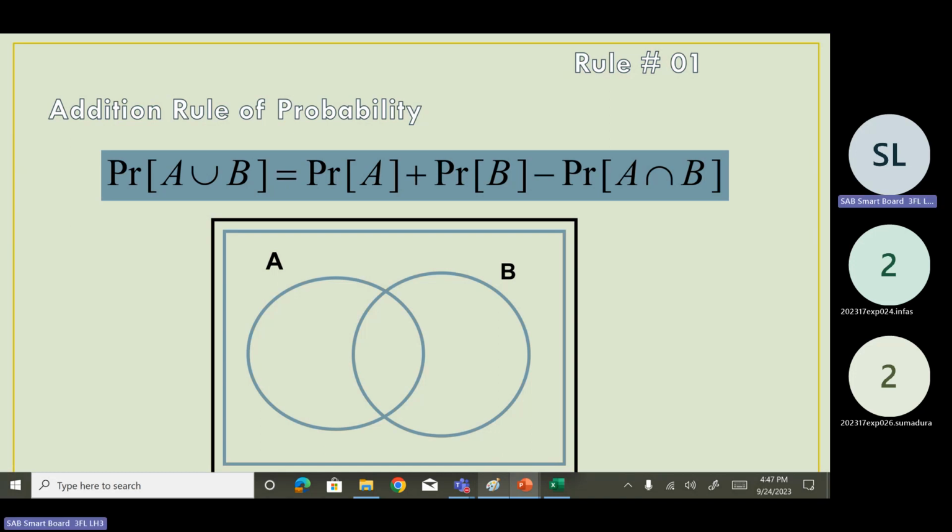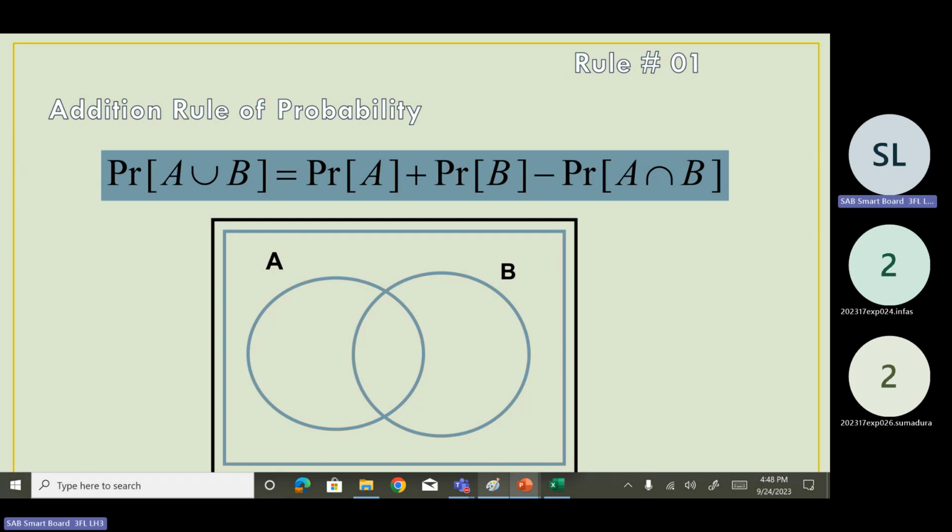When you say probability of A, you are covering this portion. When you say probability of B, you are covering this portion. But this particular portion is covered twice. This is the A intersection B part. Since this portion is covered twice, you remove it once: minus A intersection B.